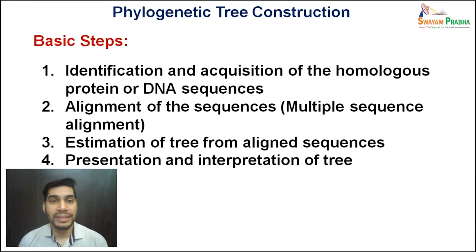Now let us move to the construction part of the phylogenetic tree, now that we have got a brief idea about what are the types of trees, how do we interpret the trees, what are the terminologies that we use. Based on that, now let's move forward to how we construct the trees. Now there are 4 basic steps for construction of any type of phylogenetic tree.